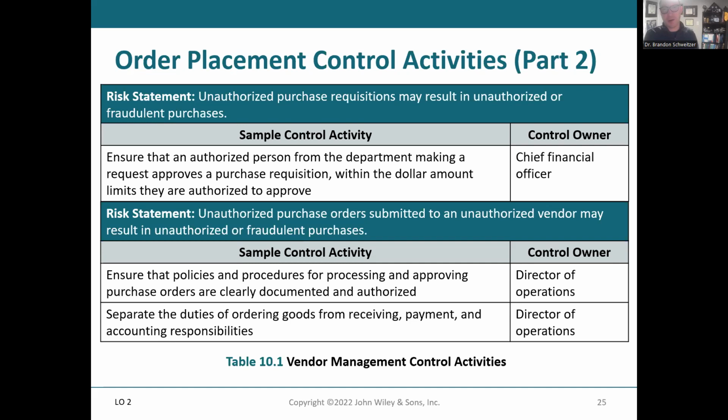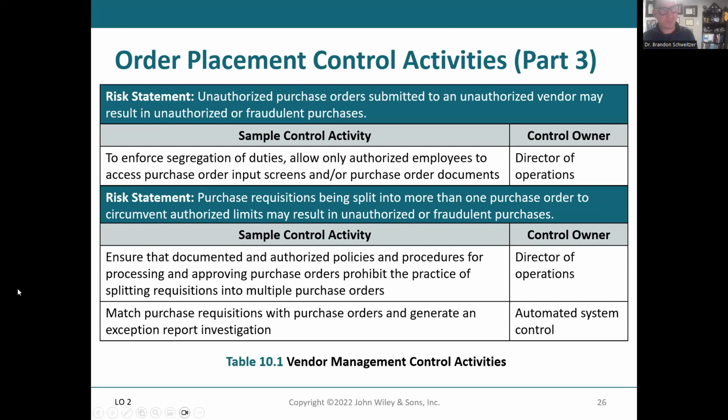Unauthorized POs submitted to an unauthorized vendor may result in unauthorized or fraudulent purchases. Yeah, obviously. Ensure that the policies match, right? And that there's a separation of duties there as well from receiving payment and other accounting responsibilities. Additional risk. Unauthorized POs submitted to an unauthorized vendor may result. Yeah, this goes back to what we had just said. So making sure that segregation of duties is there.